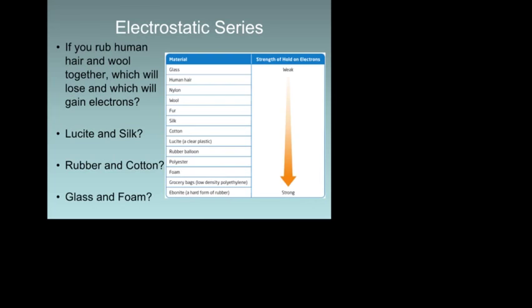And finally, what about if we were to rub glass and foam together? See that glass has a really, really weak hold on its electrons. Would that gain the electrons or would it lose them? Versus foam, which holds on very strongly to its electrons. Which one would lose electrons? Which one would gain?